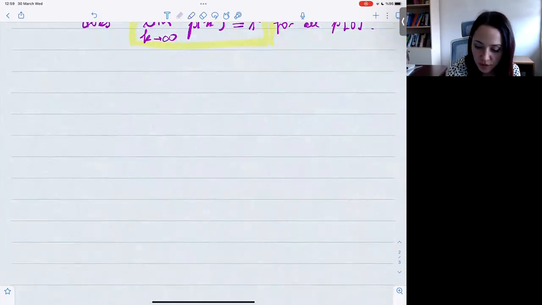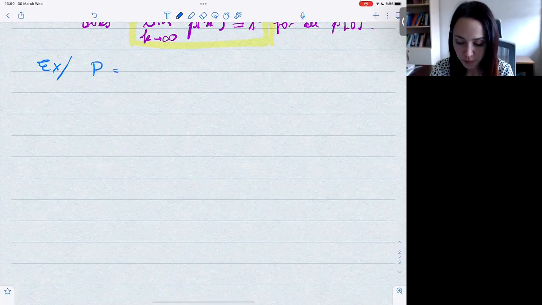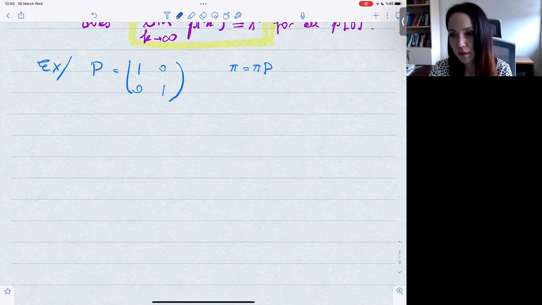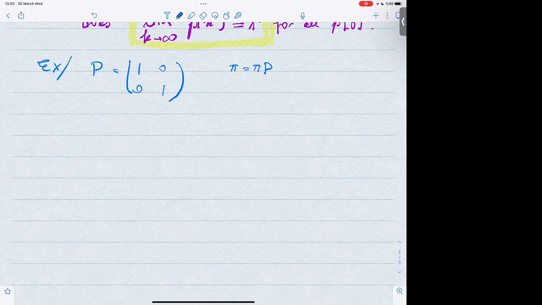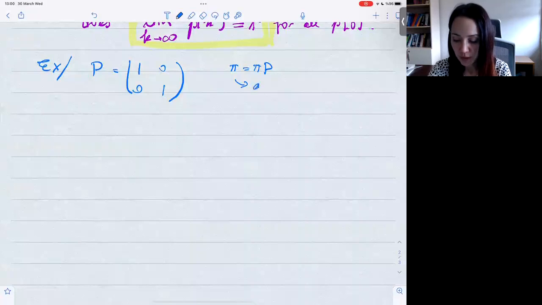Let's work out an example. Suppose our P matrix is very simple: 1, 0, 0, 1. Now, how about the solution of pi equals pi P? How many solutions does this have? Infinitely many, professor. Exactly. Any vector pi will be a solution of this. So any pi will solve this.